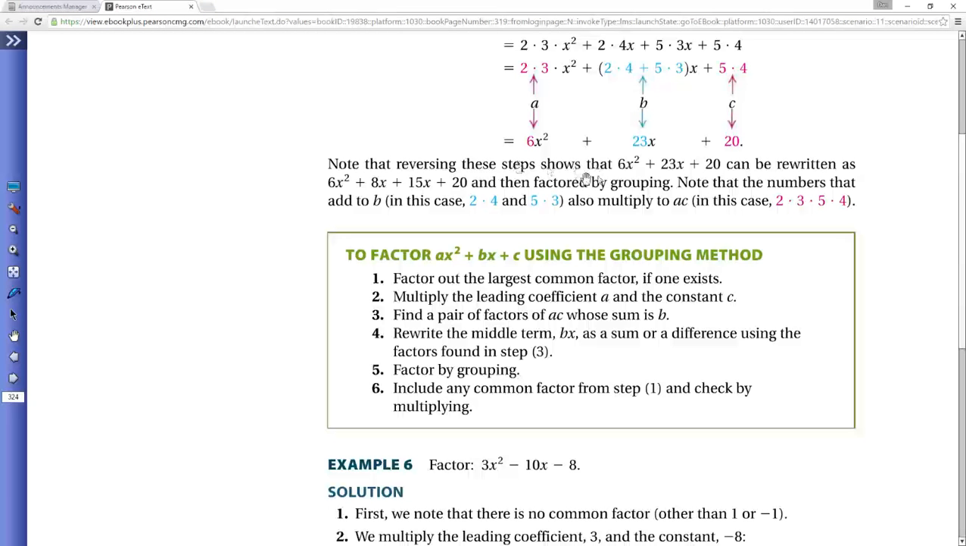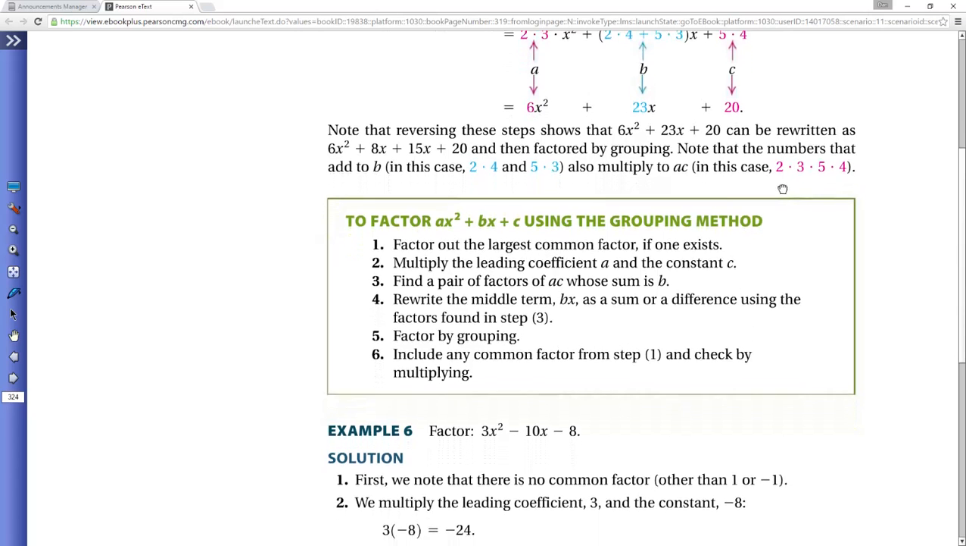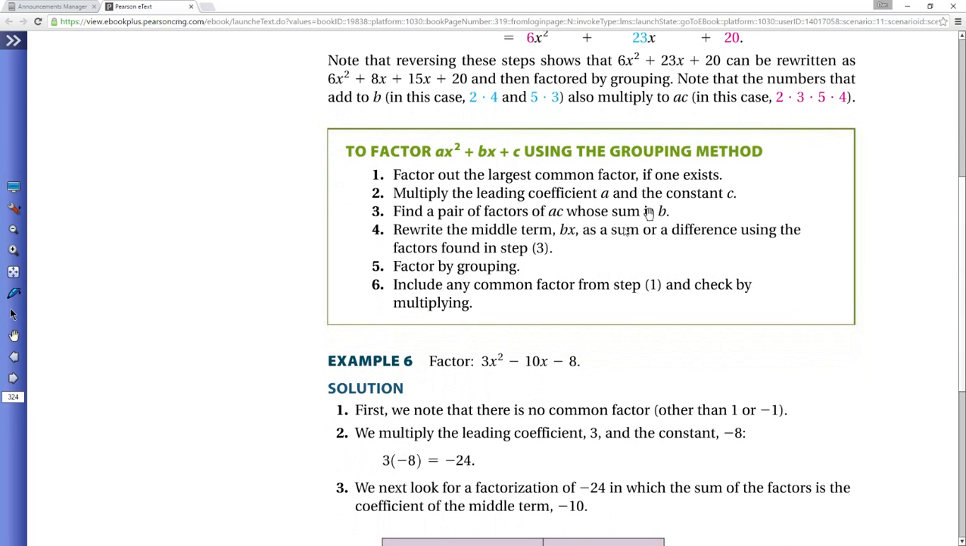So they keep going. It says, note, reversing the steps shows that 6x squared plus 23x plus 20 is the same as 6x squared plus 8x plus 15x plus 20. And in this case, we note that the numbers that add to b, in this case 2 times 4 and 5 times 3, also multiply to the AC portion of that, in this case 2 times 3 times 5 times 4, right? So we can factor some things looking at that, and I'm going to take us through a couple examples again.